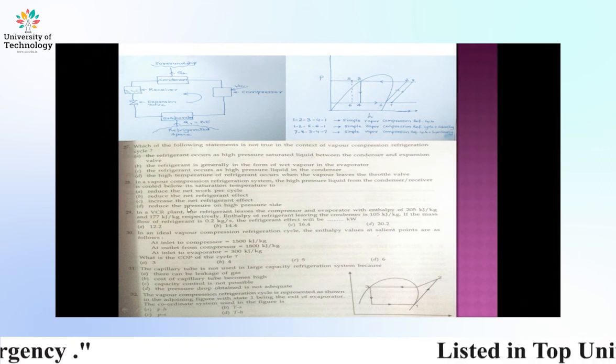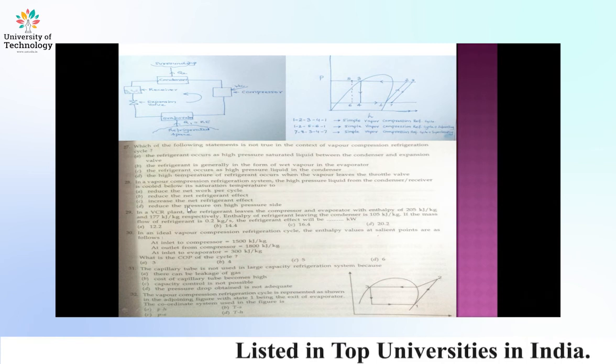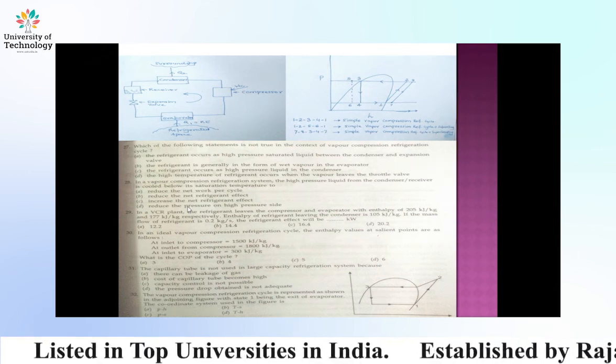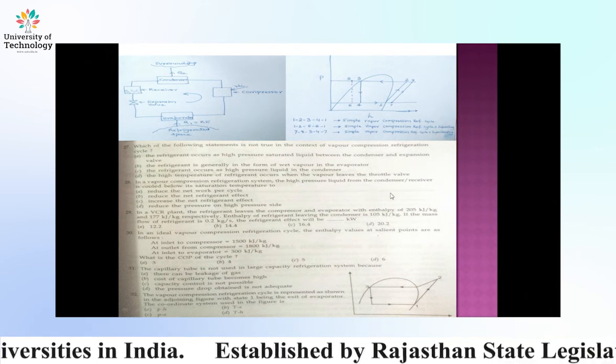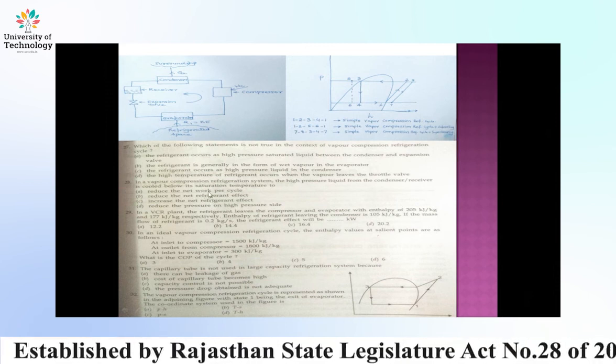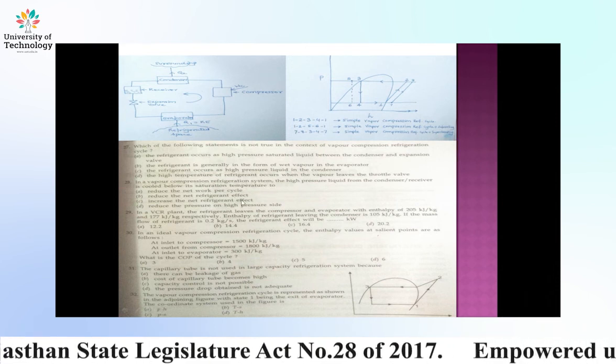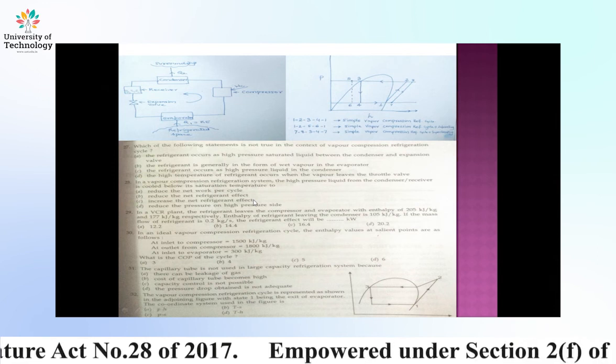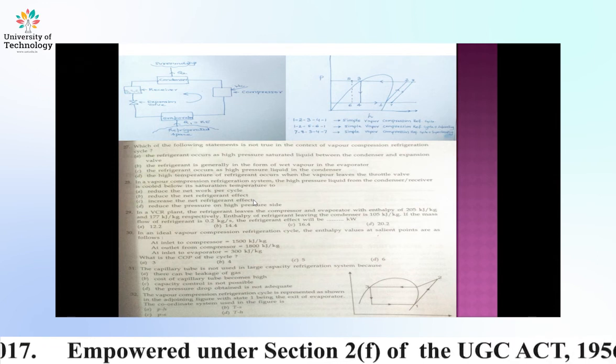In a vapor compression refrigeration system, the high pressure liquid from the condenser or receiver is cooled below its saturation temperature to increase the net refrigerant effect. So for question 28, option C is correct. Questions 29 and 30 are numerical. We will solve them in the next slide.